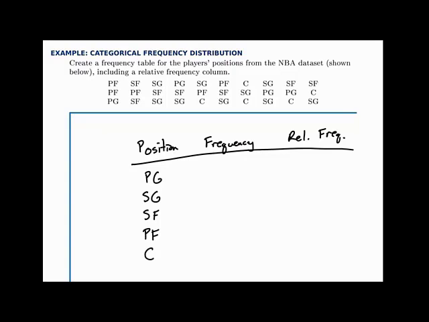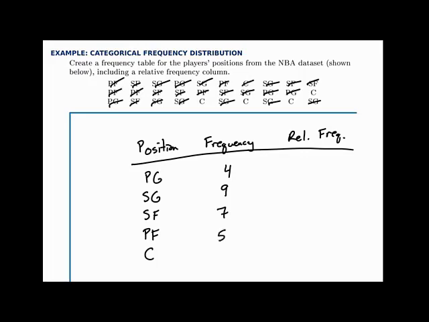And then we just go through and count how many there are of each one. So for point guards, for instance, we have 1, 2, 3, 4 of them. So the frequency is 4. For shooting guards, you can count 1, 2, 3, 4, 5, 6, 7, 8, 9. For small forwards, we have 1, 2, 3, 4, 5, 6, 7. For power forwards, we have 1, 2, 3, 4, and 5.